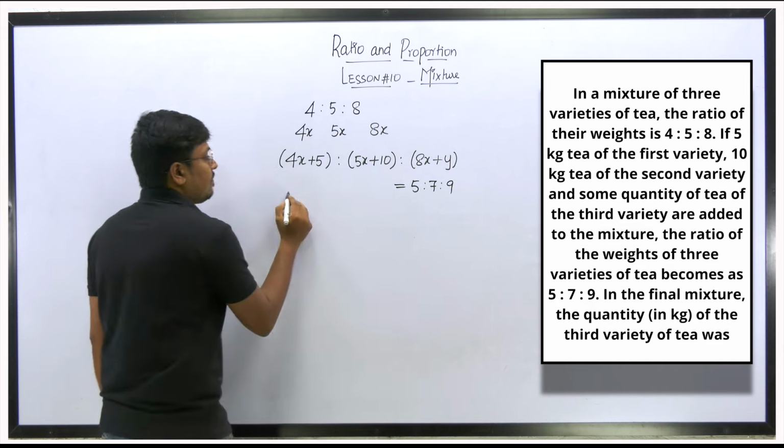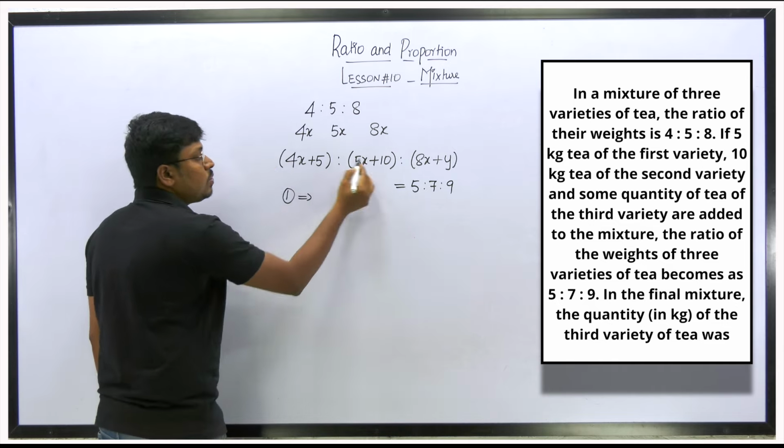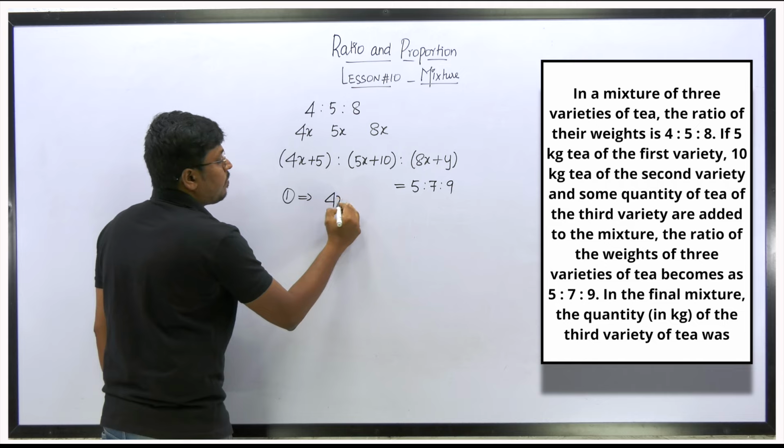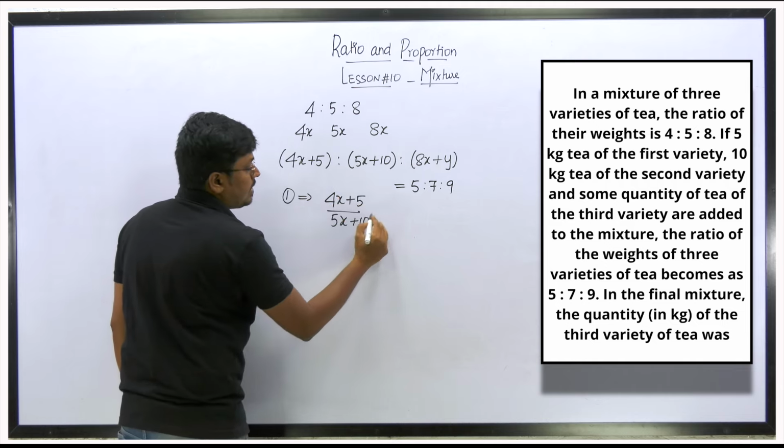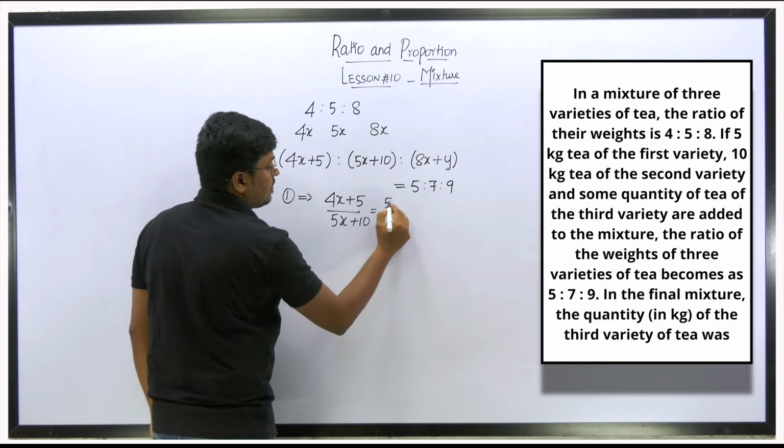Just see here. First I'm going to take the first 2 values, that is 4x plus 5 divided by 5x plus 10 is equal to the first 2 ratio values, that is 5/7.